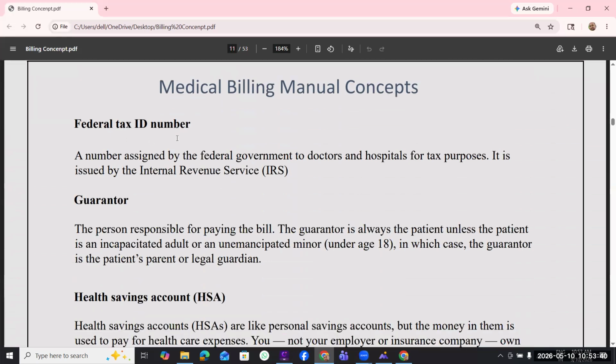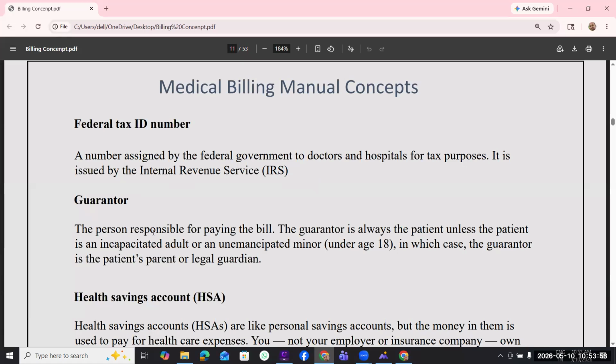Federal tax ID number: a number assigned by the federal government to the doctor and hospital for tax purposes only. It is issued by the Internal Revenue Service, IRS. So this is for tax purposes, and one number is generated.